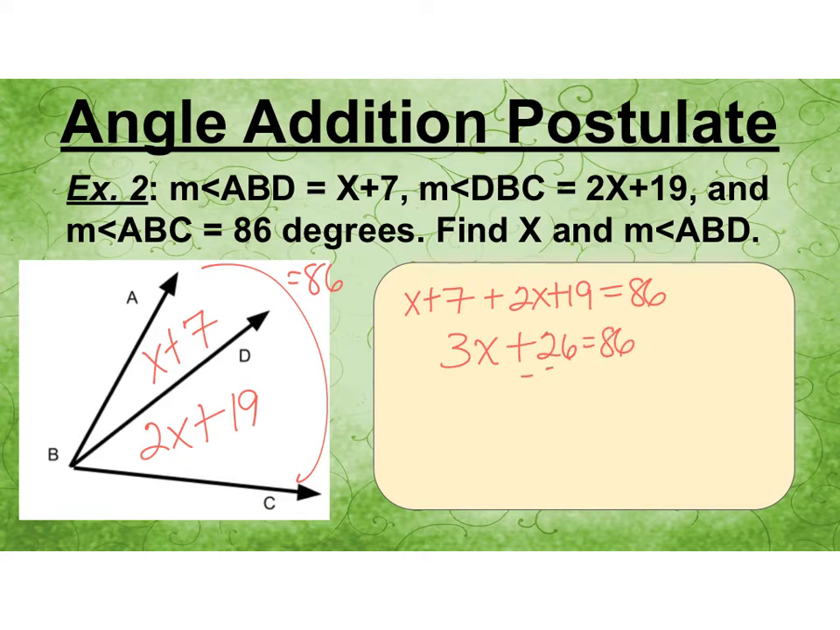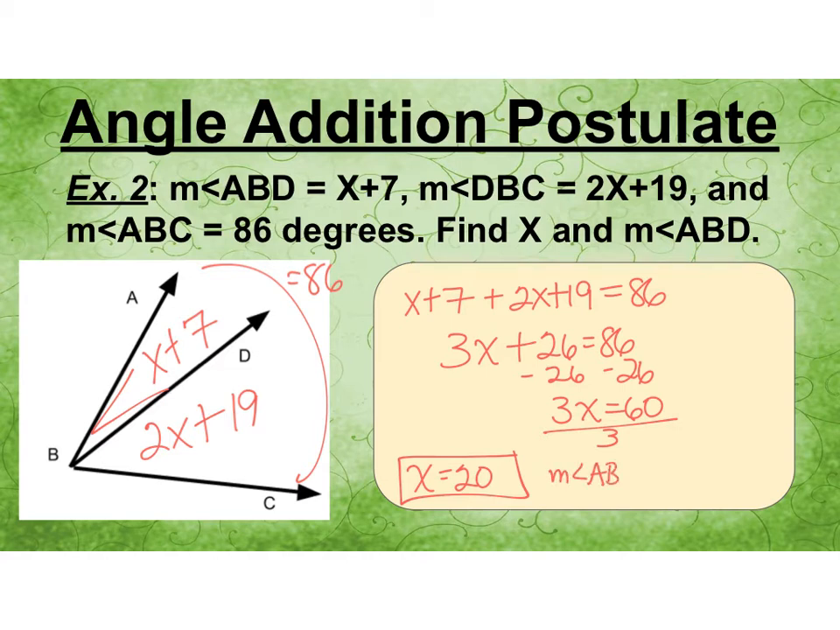I'm going to subtract 26 from both sides. 3X equals 60, divide by 3, and we get X to be 20. It also wants me to find angle ABD. ABD is the smaller angle, so the measure of angle ABD when I plug in 20 is going to be 27 degrees.